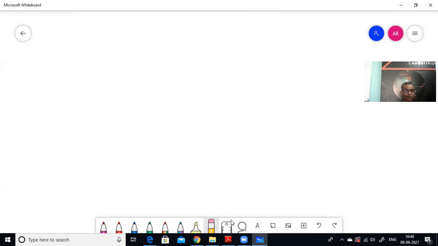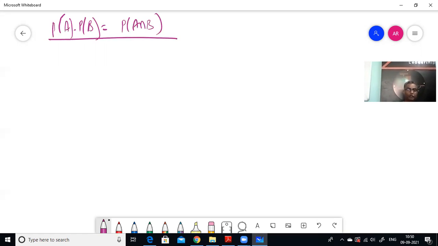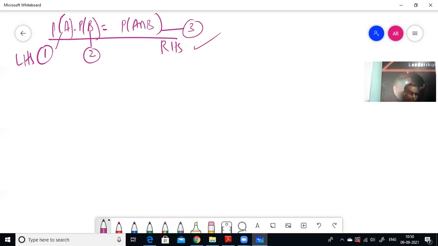Check whether A and B are independent events. How will you find out? You have to check whether P of A into P of B is equal to P of A intersection B. If so, then A and B are independent. So you find P of A first, P of B second, and P of A intersection B third, then multiply the first two and see if it equals the third. LHS equal to RHS means you have proved they are independent events. Do the third sum. It's getting very late.